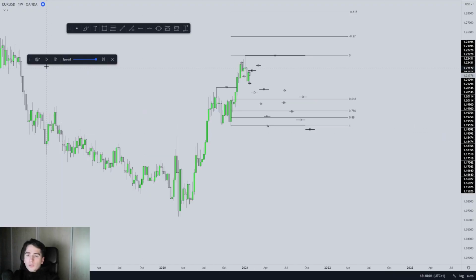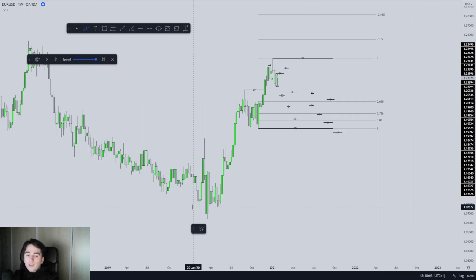So first of all, what I always want to do is have a quick glance at the weekly before trading. And essentially what we can see is a beautiful uptrend, right?